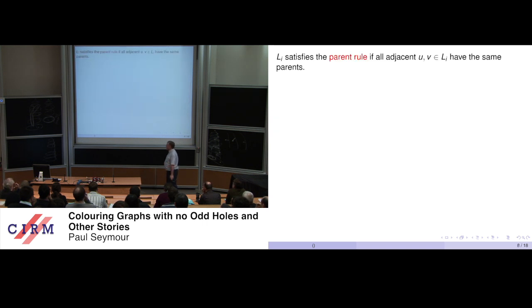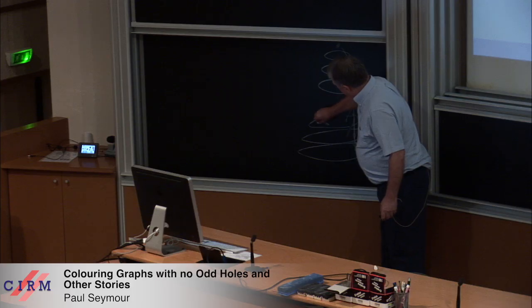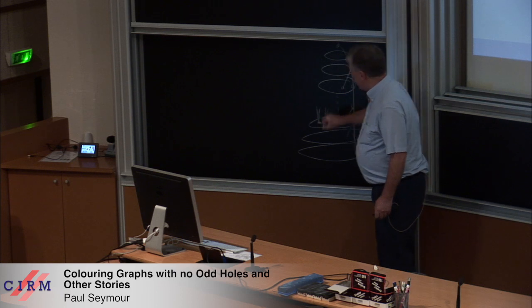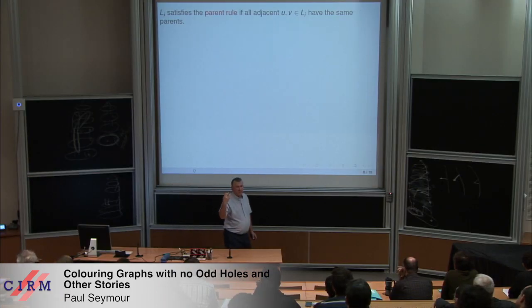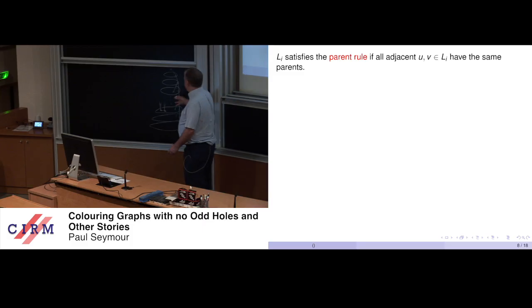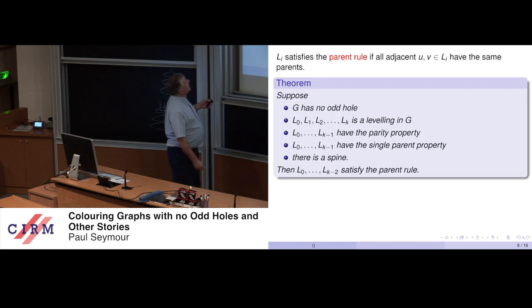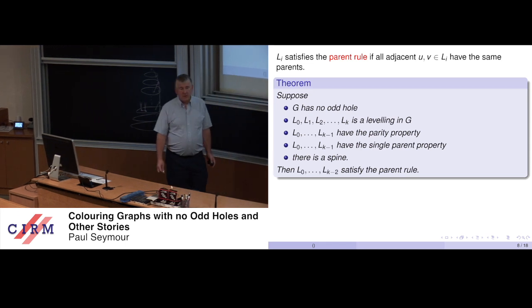Let me tell you the parent rule. The parent rule says, if you take an edge here, then these two vertices have the same parents. For any edge inside a level, both ends have the same parents. Let me show you why that's... I claim that follows. It's a theorem, that if you've got all the hypotheses so far, then you have the parent rule.